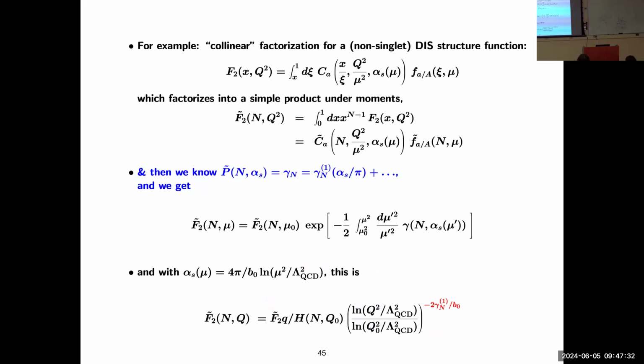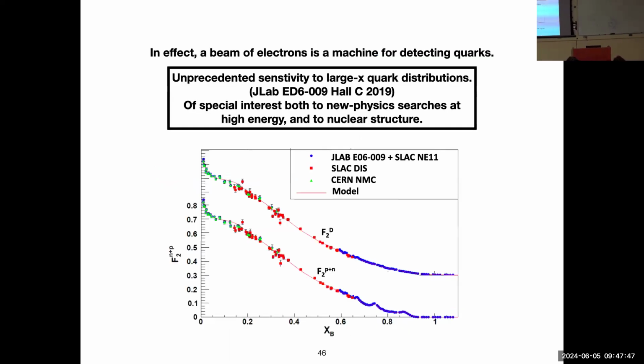And it's breaking down not totally mysteriously. You can see that it's an exponential expansion. Every term is giving the same answer. Okay, so this is the basic application of factorization and evolution. In DIS, a beam of electrons is a machine for detecting quarks, and then we indirectly detect gluons from the fact that gluons produce quark pairs. And here was just an example of large x distributions.